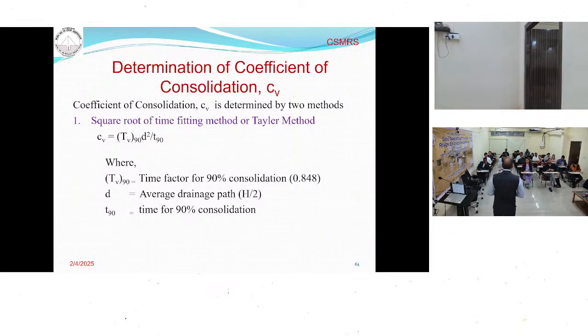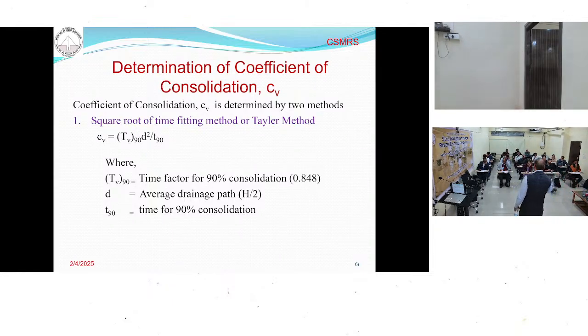So important is the coefficient of consolidation, which will tell us how much time it takes a soil for the complete consolidation process. To determine the coefficient of consolidation, there are two methods. One is the Taylor method or the square root of time method. In that case, Cv equals Tv90 d square by t90. What is Tv90? It is the time factor for the 90% consolidation. It is 0.848. d is the average drainage path, and t90 is the time for the 90% consolidation.